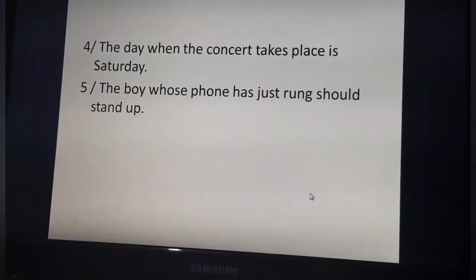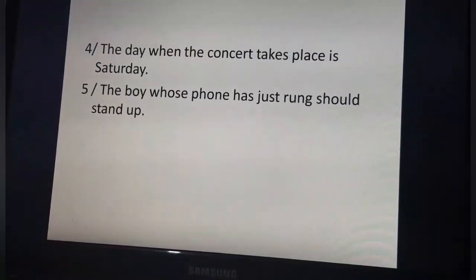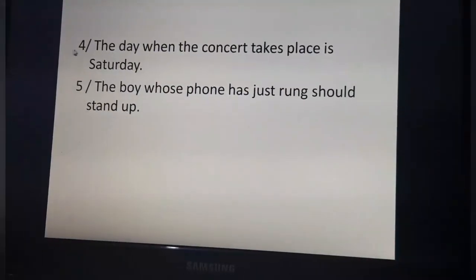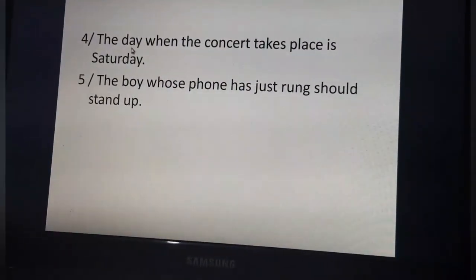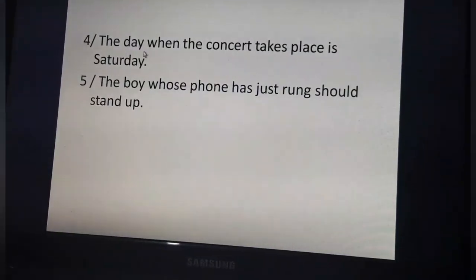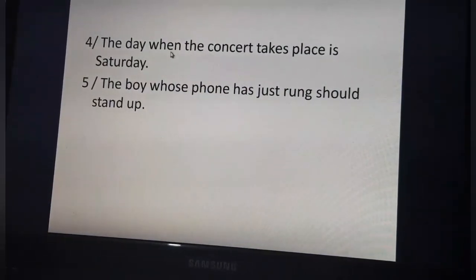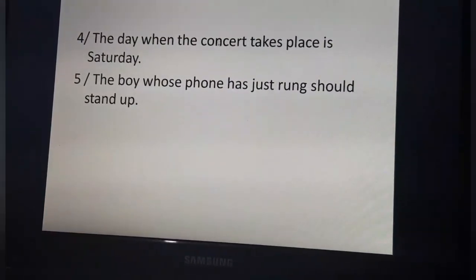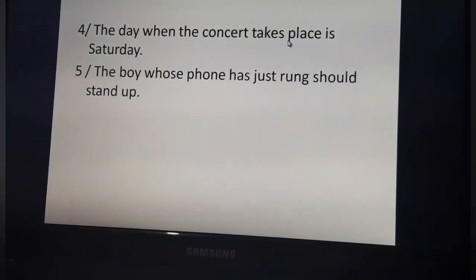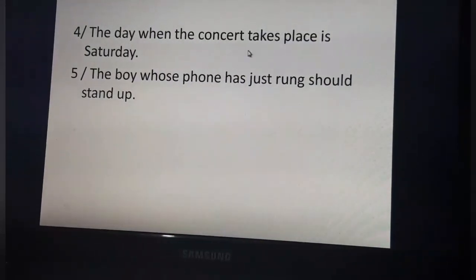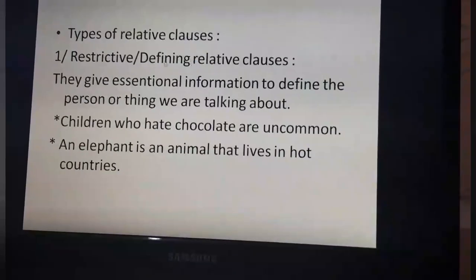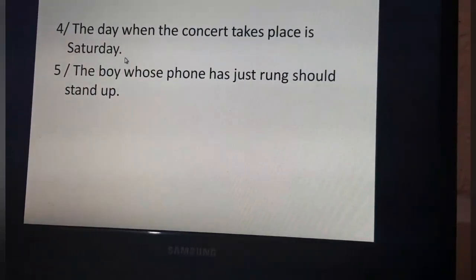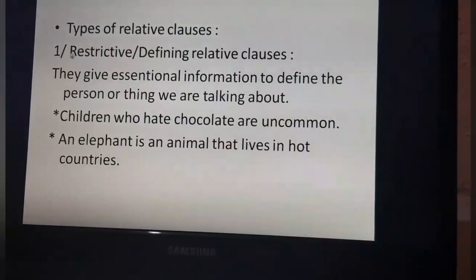Let's continue. Example number 4. The day when the concert takes place is Saturday. The day, then it's clear that we're talking about time. The day, اليوم. The day when the concert والاحتفال المهرجان takes place، يعني اللي غيكون فيه اليوم اللي غيكون فيه المهرجان الاحتفال هو يوم السبت Saturday.